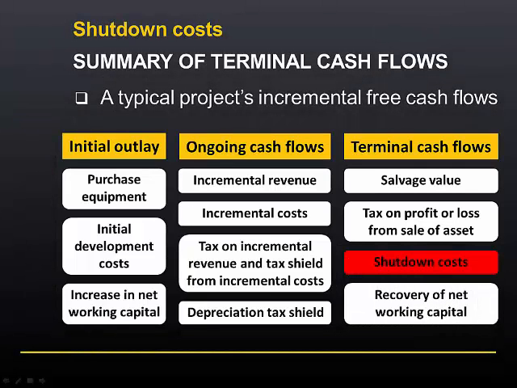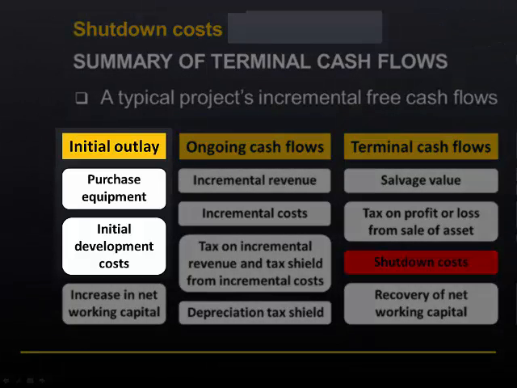The final cash flow is shutdown costs. In the module where we discussed the initial outlay, it was important to distinguish between items that would be capitalized for depreciation purposes and items that would be immediately claimed as a tax deduction.